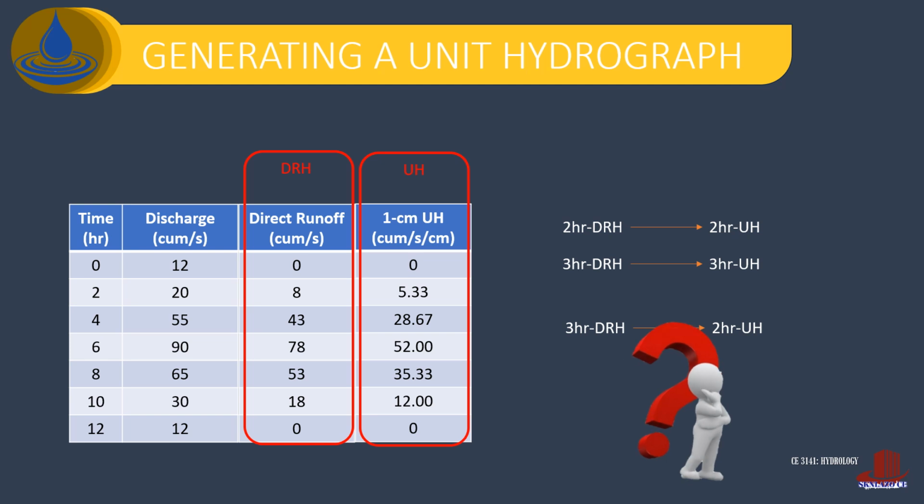But how if what we have is a 3-hour DRH and what we needed is a 2-hour unit hydrograph? Are we just going to work on ratio and proportion?